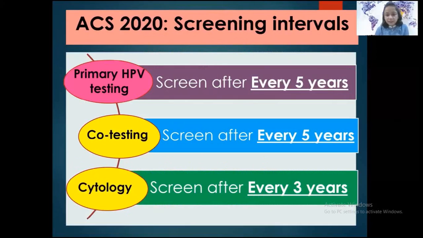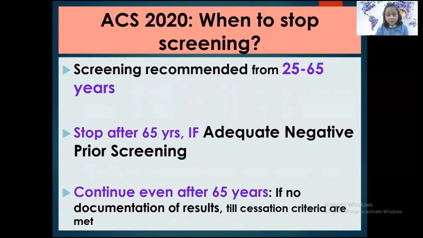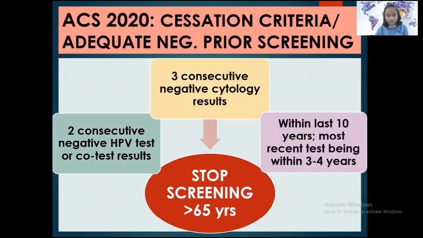So regarding screening intervals, they say for primary HPV testing and co-testing, re-screening has to be done after every 5 years. For cytology, it has to be done after every 3 years. So when to stop screening? ACS says after 65 years, if the woman has had adequate negative prior screening, the screening should stop. However, it should be continued after 65 years if there is no documentation of results.